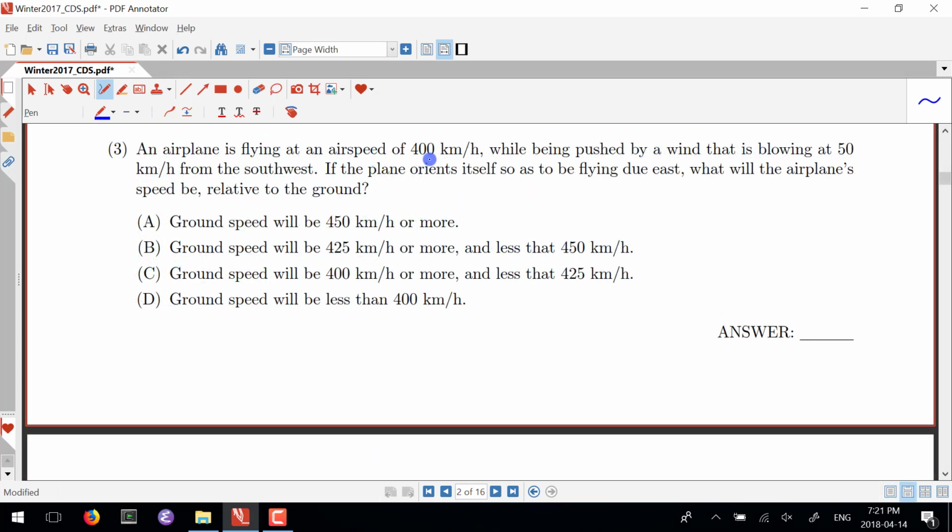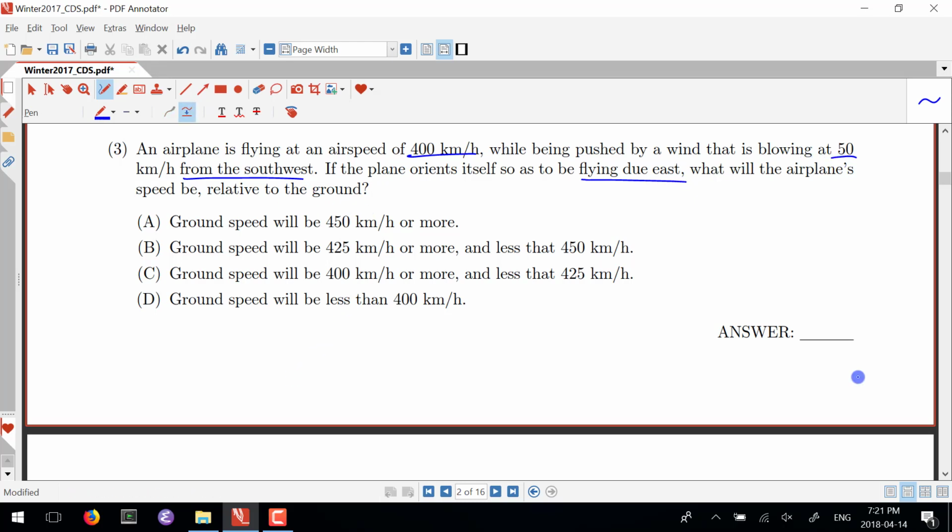An airplane is flying at an airspeed of 400 kilometers per hour, pushed by a wind that is blowing at 50 kilometers from the southwest. So key information here: the speed of the plane, the speed of the wind, and the direction of the wind. And the plane wants to orient itself so it is flying due east. What will the airplane's speed be relative to the ground? A quick sketch helps us with this.